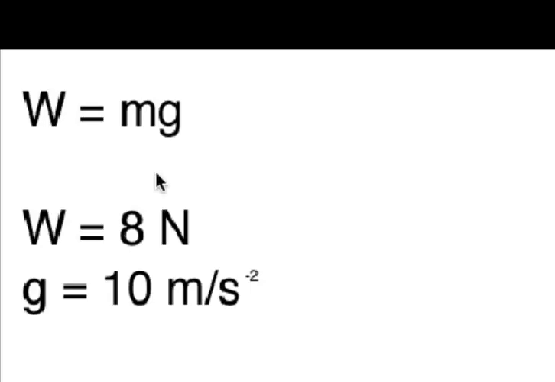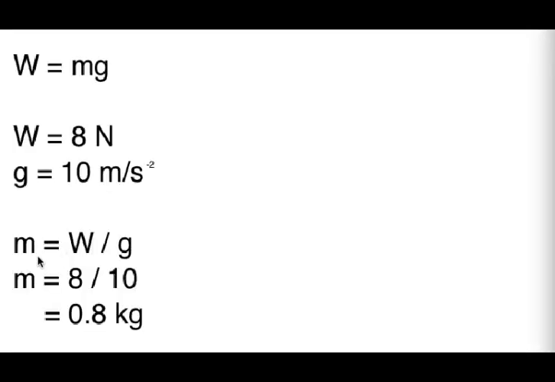A load of 8 newtons is now applied to the spring. What is the mass of this load in kilograms? To calculate its mass, we use the equation W equals mg. W is 8 newtons and g we know is 10 meters per second squared. If we want to find the mass, we make m the subject by dividing weight by g. So m is equal to 8 divided by 10, which is 0.8 kilograms.